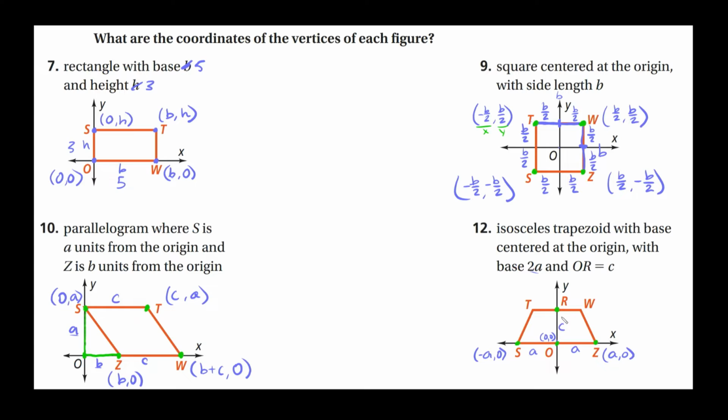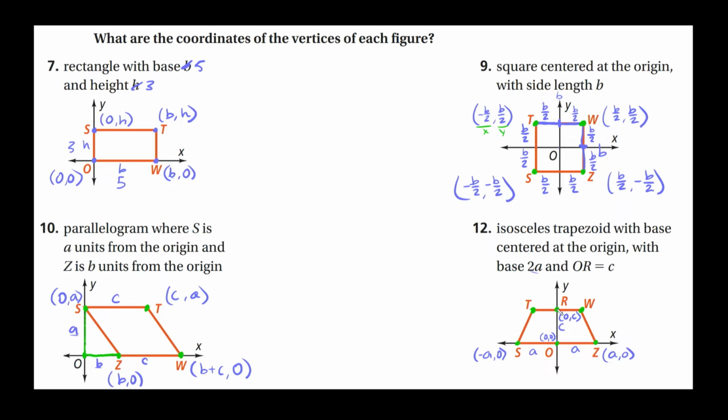So the X coordinate would be 0, and the Y coordinate would just be positive C. Now lastly, we have T and W. For a trapezoid, the distances that we were given down here, the A's and the height, don't really help us much in finding the coordinates for W and T. So in this case, we're going to have to come up with our own way of defining these lengths.